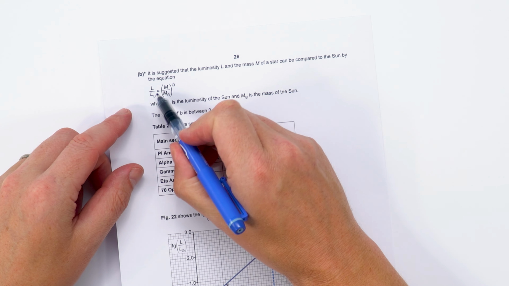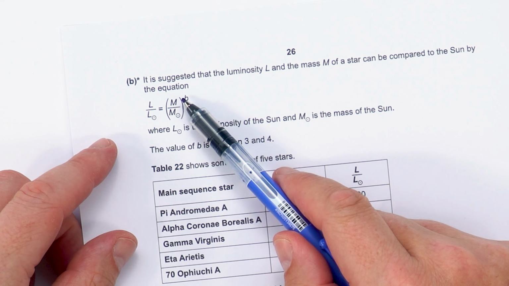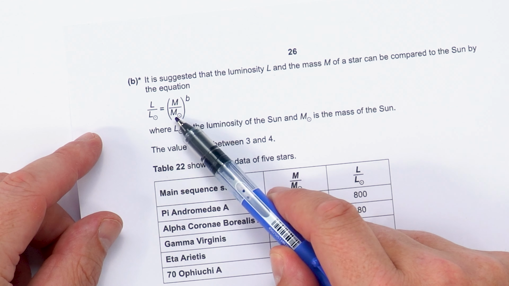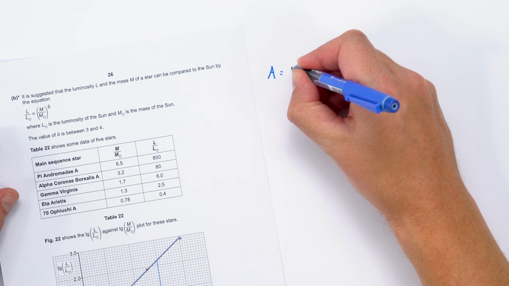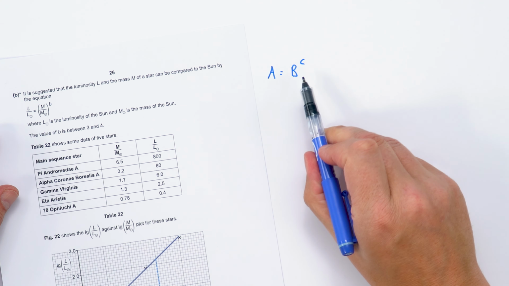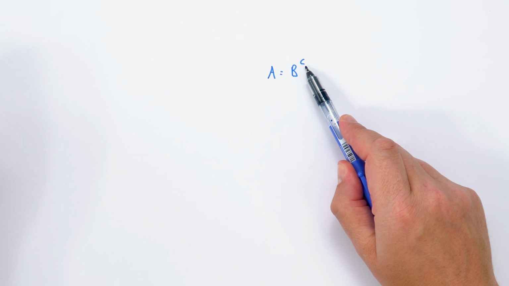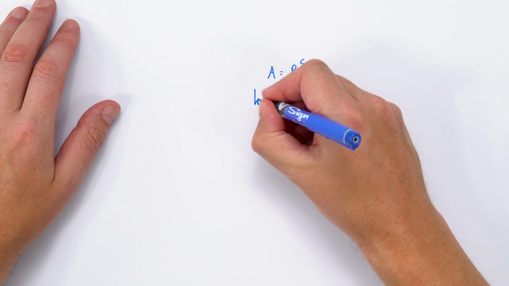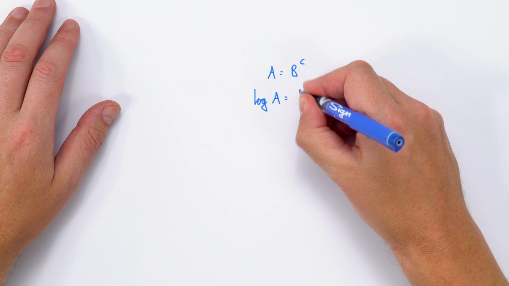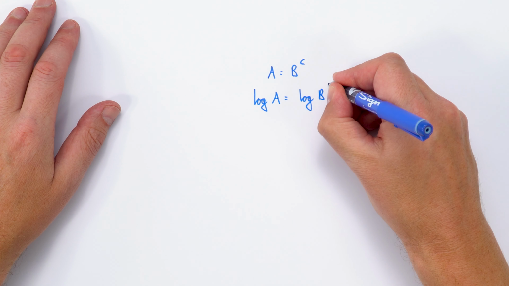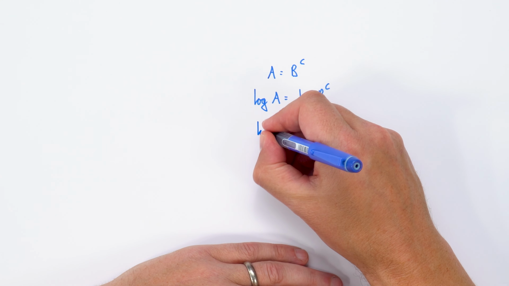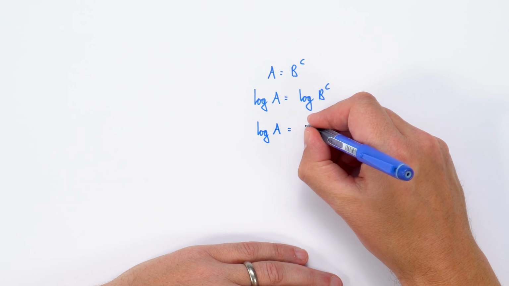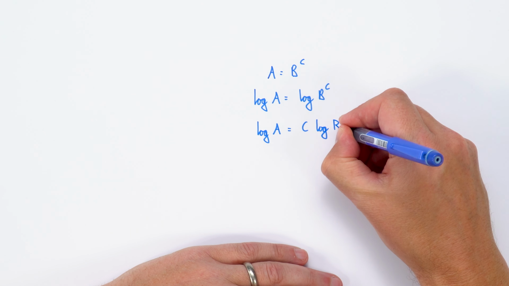So let's have a look at this exam question one more time. We've got this equation here where we've got the luminosity and the mass of a star and how that's related to the luminosity and mass of our sun. Now if we look at this, that's effectively written in the form of A is equal to B to the C. And what we're trying to do is find this exponent up here. So what we can do is take logs of both sides of that to say that log A is equal to log B to the C. And then thinking about the rules that we saw in the previous part of this video, we could also then say that log A is equal to C log B.